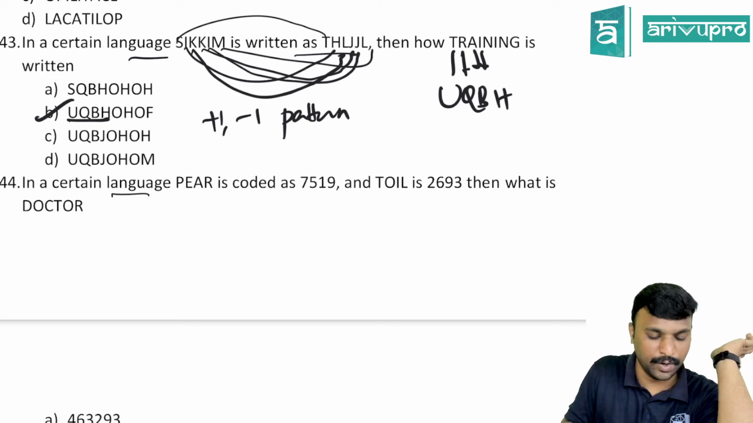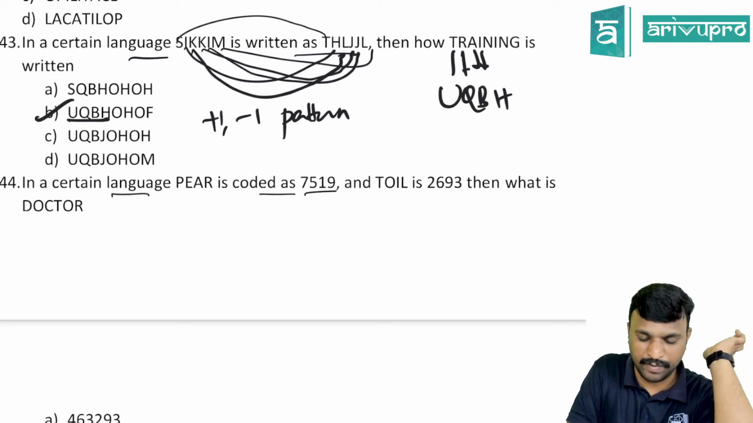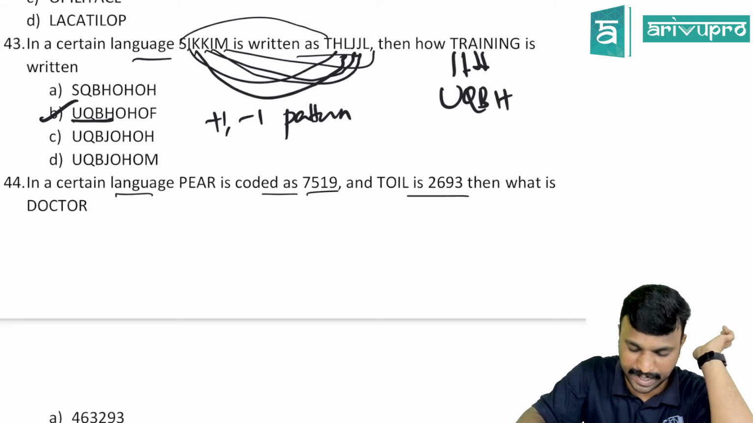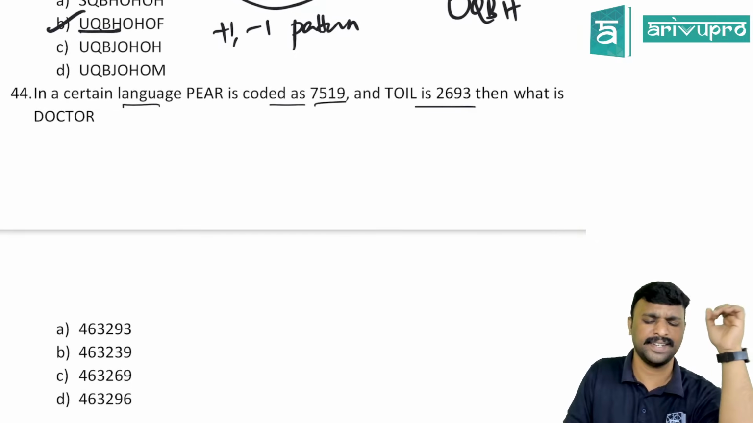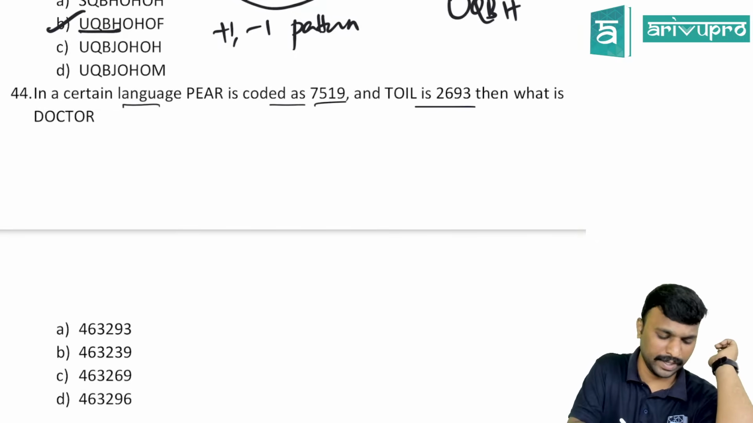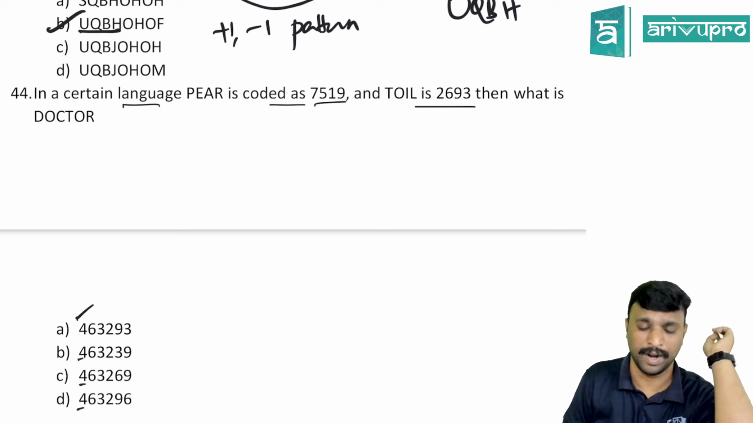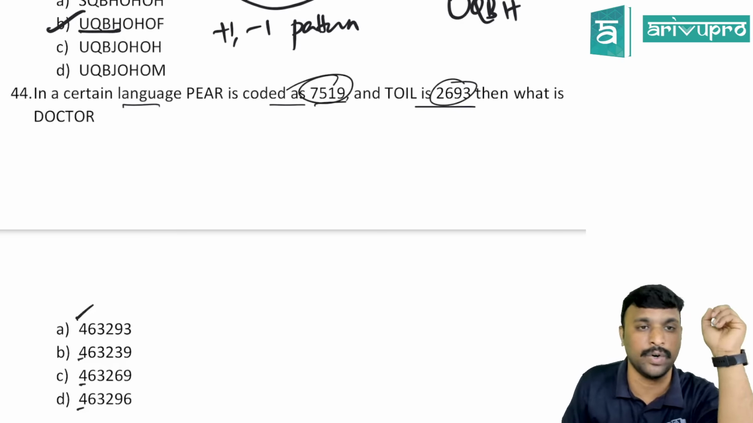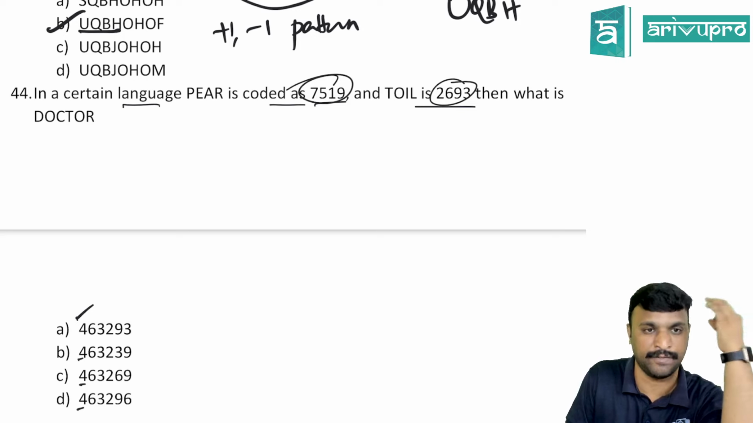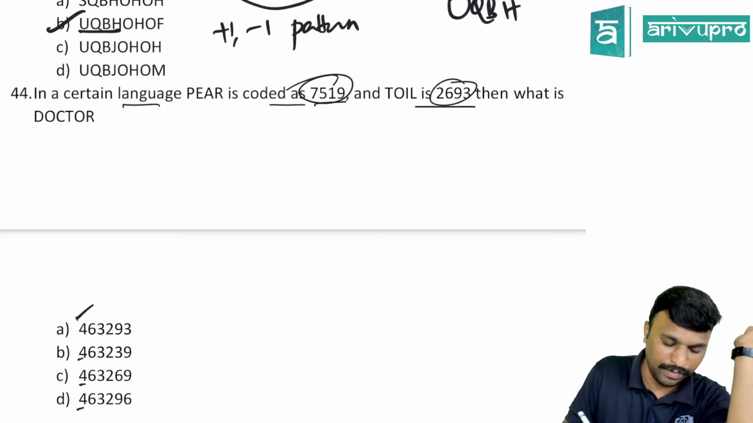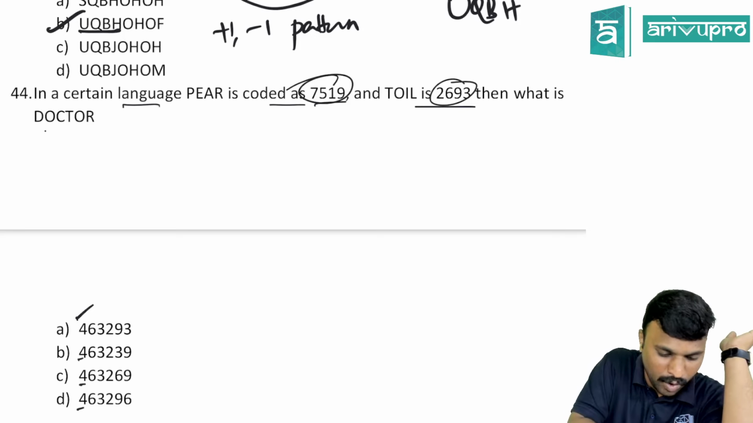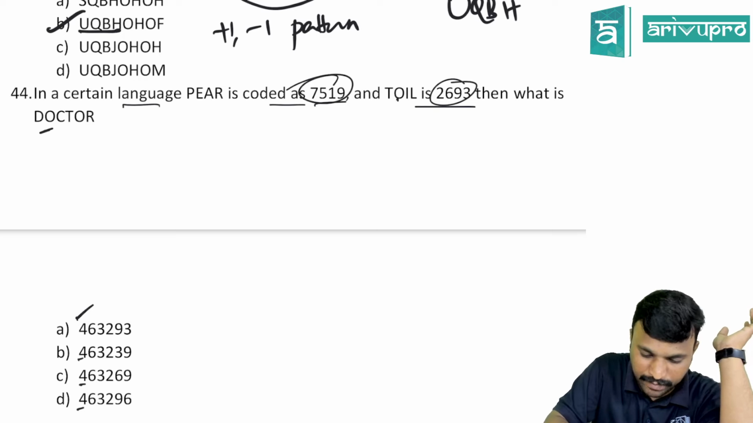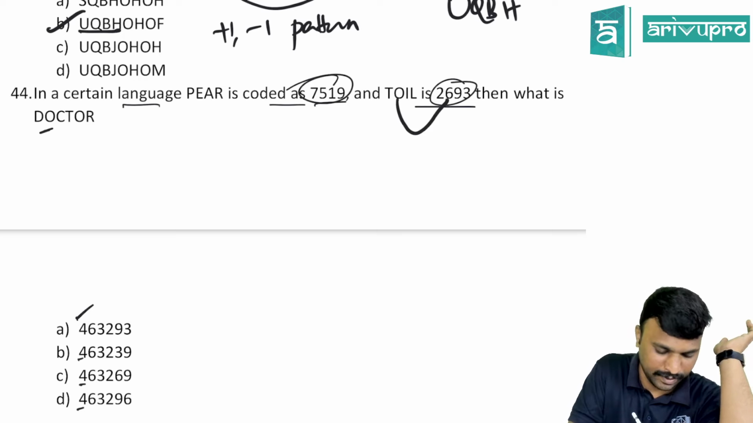44th. In a certain coding language, peer is coded as 7519, toil is coded as 2693. What is the code for doctor? Guys, there is no code for D. But if you look at the first number, it's the same. So D can be coded as 4. 4 is not given in any of these codes, but D can definitely take a code because all the options have the first digit as 4 only. And look at the second letter O. Do we have O? Yes, we have O, which is 6. So second digit is perfectly the same, 6 only.